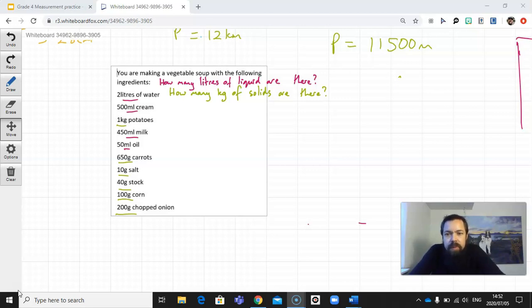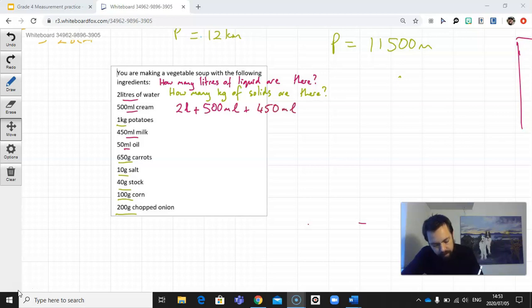Second part, how many kilograms of solids are there? Again, no mention of mass, but it is what we're working with. Let's start with the one that has less, which is the liquids. So we need to add 2 liters plus 500 milliliters plus 450 milliliters plus 50 milliliters. And I've asked you how many liters there are.